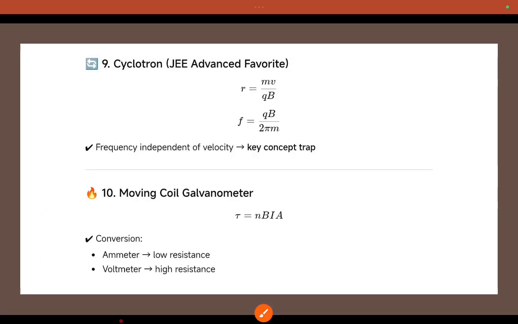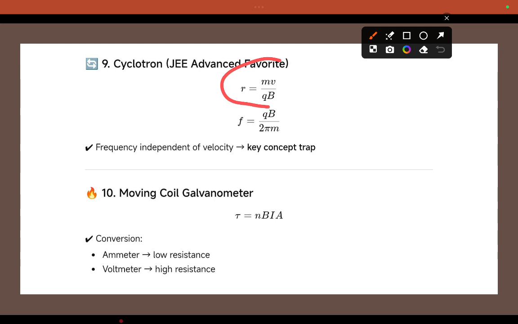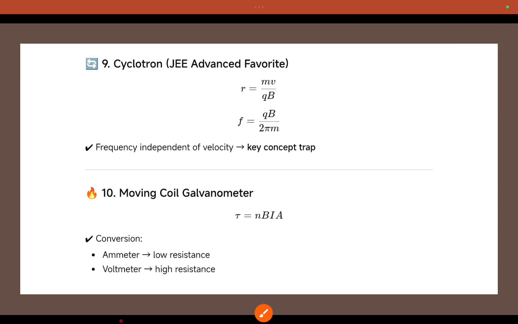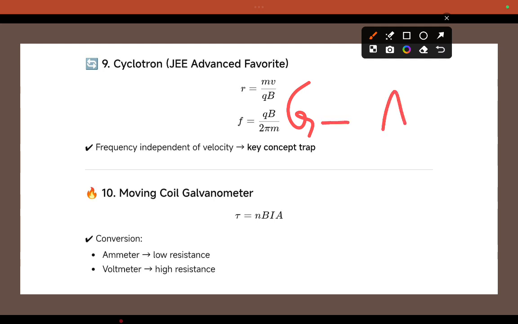Cyclotron radius, that is R equal to mv by Bq. Frequency, that is Bq by 2 pi m. Galvanometer can be converted to ammeter. Galvanometer can be converted to voltmeter. Galvanometer is used to measure small current.